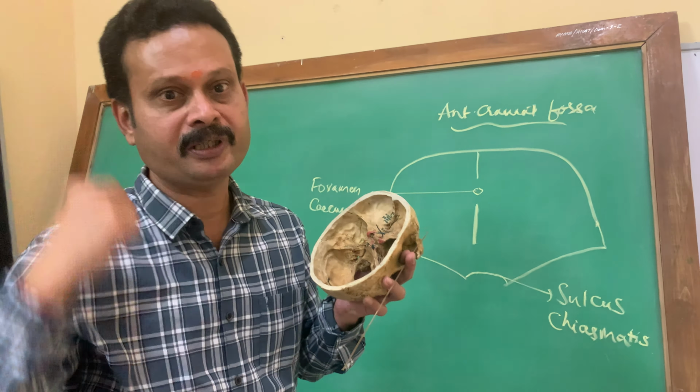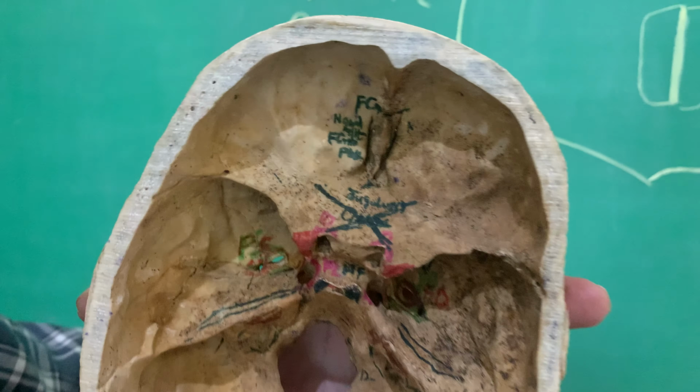Okay? By the side of this crista galli, you can see a depressed region on either side. This is the crista galli, to which the anterior end of the falx cerebri is attached. This depressed region on either side of the crista galli is formed by the cribriform plate of the ethmoid bone. Cribriform itself means sieved or perforated.